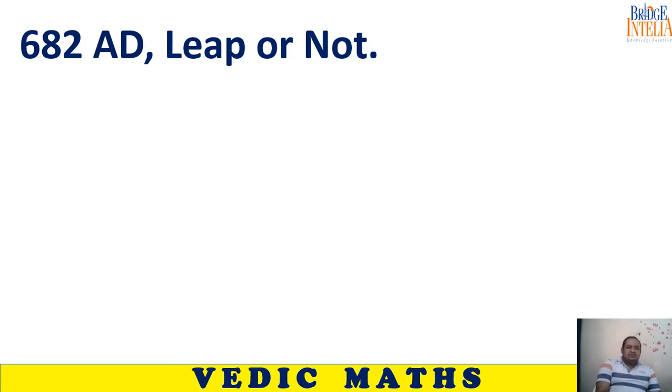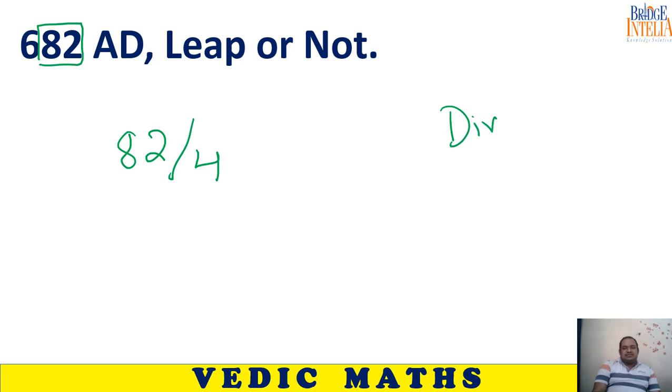Is 682 a leap year or not? Pick the last two digits, 82. Divide 82 by 4 and ask the question: is 82 divisible by 4? The answer is no, it is not. So this is not a leap year.